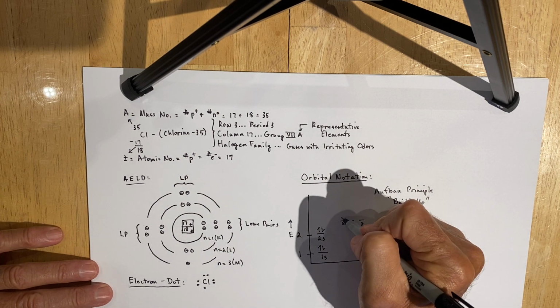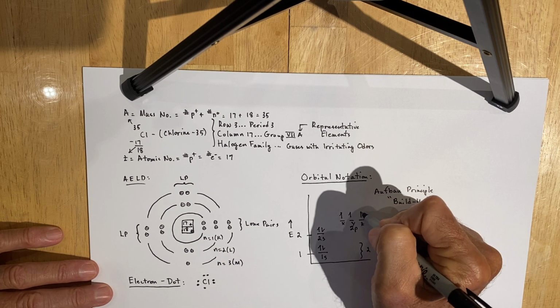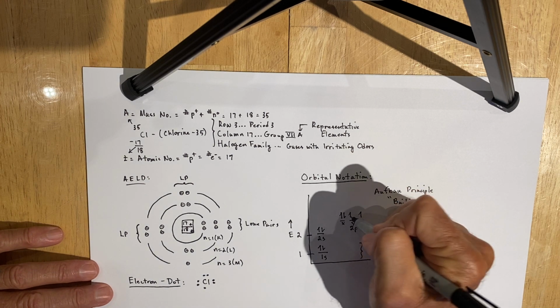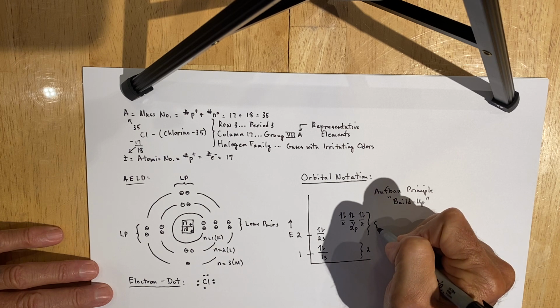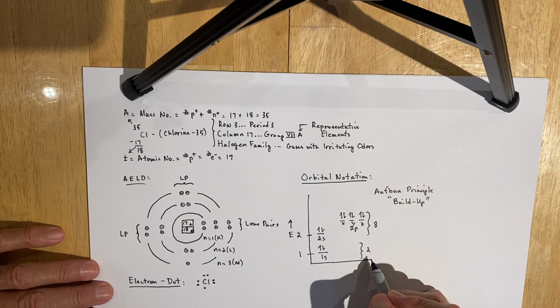And then the 2p we start filling by Hund's rule, placing 1 electron in each orbital of a sublevel before we pair them up. So now we have completed filling of the second energy level, which holds 8. We've totally accounted for 10, and we've got 7 more valence electrons to go.